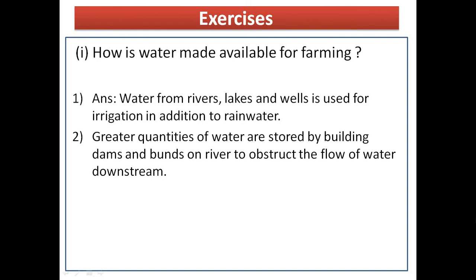How is water made available for farming? Water from rivers, lakes, and wells is used for irrigation in addition to rainwater. Greater quantities of water are stored by building dams and bunds on rivers to obstruct the flow of water downstream.